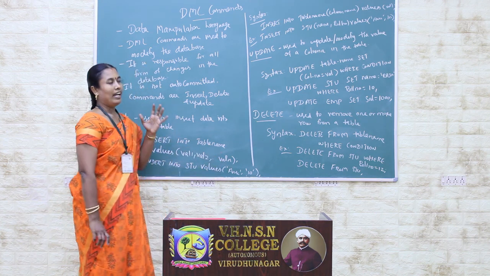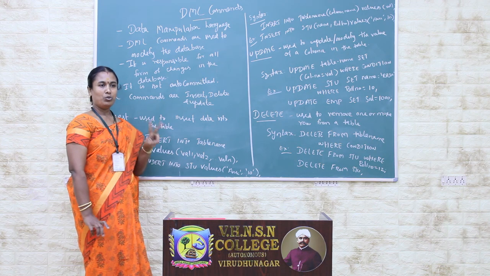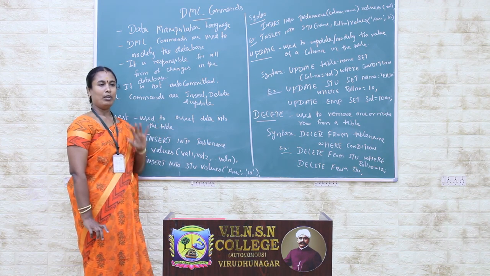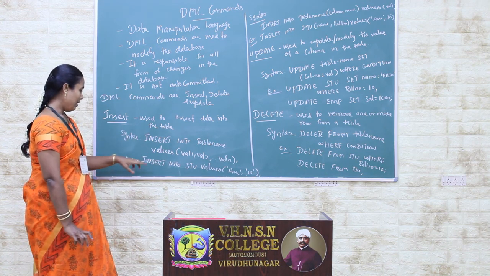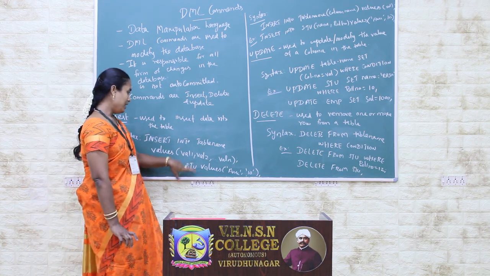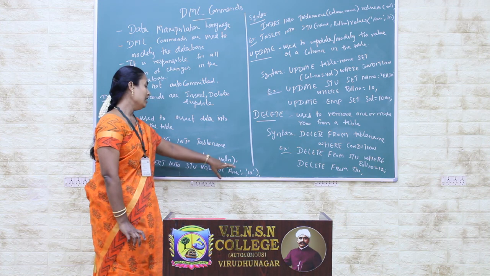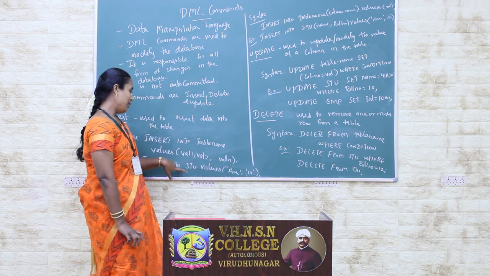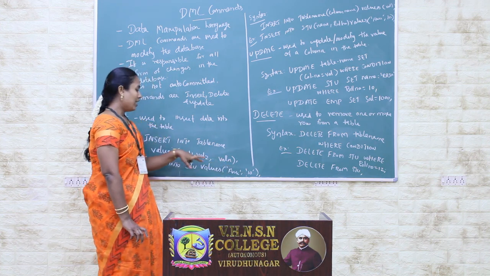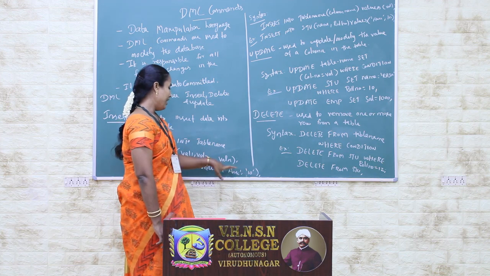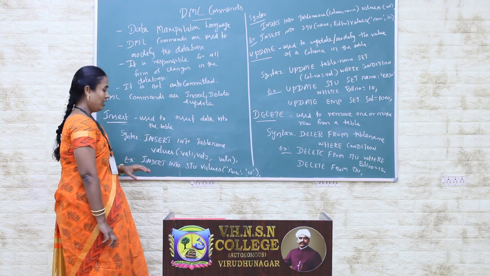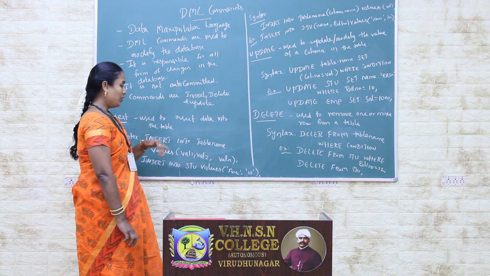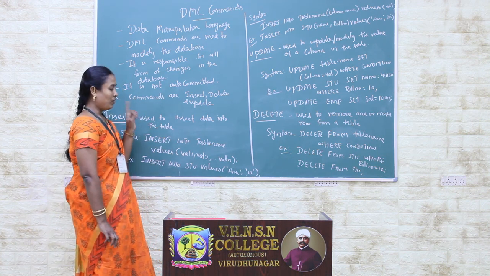For example, I created the student table with two columns, and in the table I can insert only two fields. That is what I mentioned in this example. Insert into STU, the table name, values. The student table has name and roll number. So the corresponding two values I can insert with the help of this insert query.